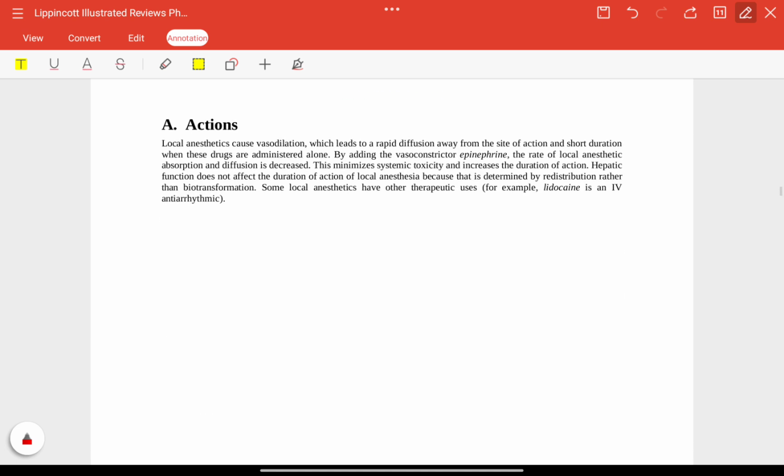Now, local anesthetics cause vasodilation. Rapid diffusion is away from the site of action and duration is short. These drugs are administered alone. By adding epinephrine, the rate of local anesthetic absorption and diffusion is decreased, which also minimizes systemic toxicity and increases the duration of action. Hepatic function will not affect this.